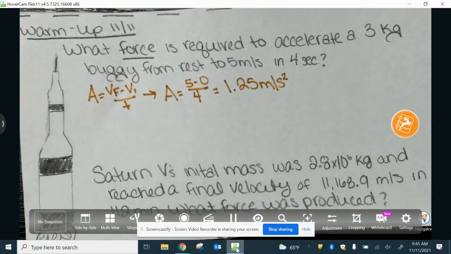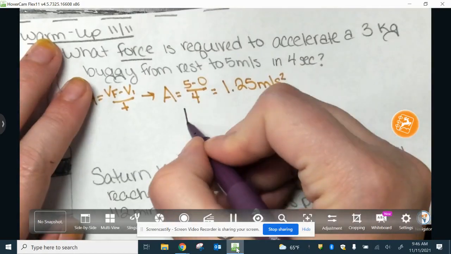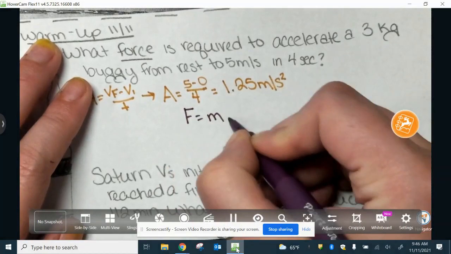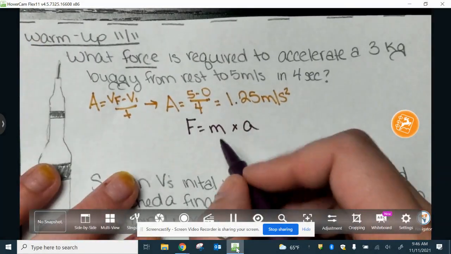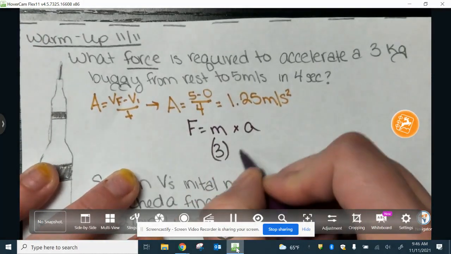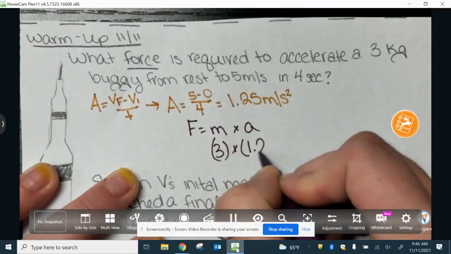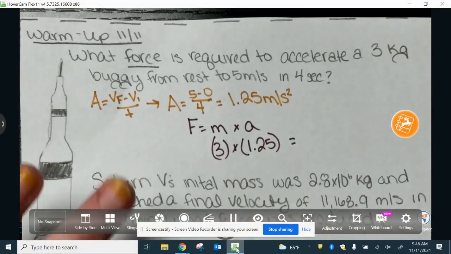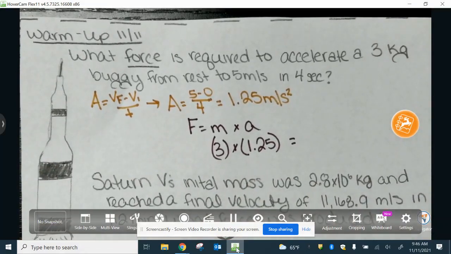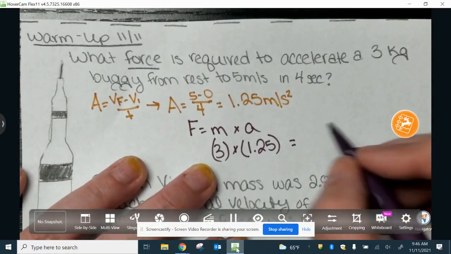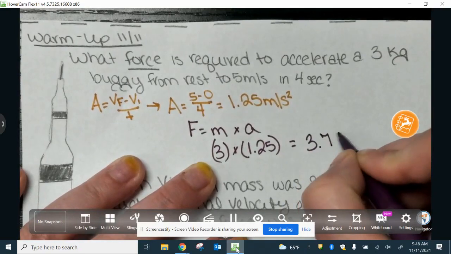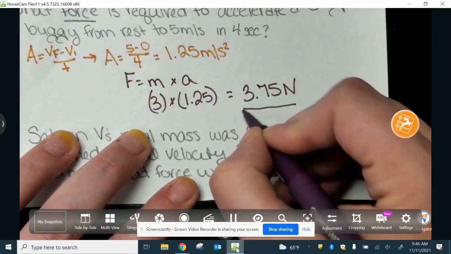Okay, now that I have that acceleration, I can solve for the force. So you're going to do the acceleration times the mass? Mm-hmm. F equals ma. 3 kilograms times 1.25 is going to give me a force of what? Should be 3.75, I believe. Yeah. And because it's a force, we have to put it in newtons.